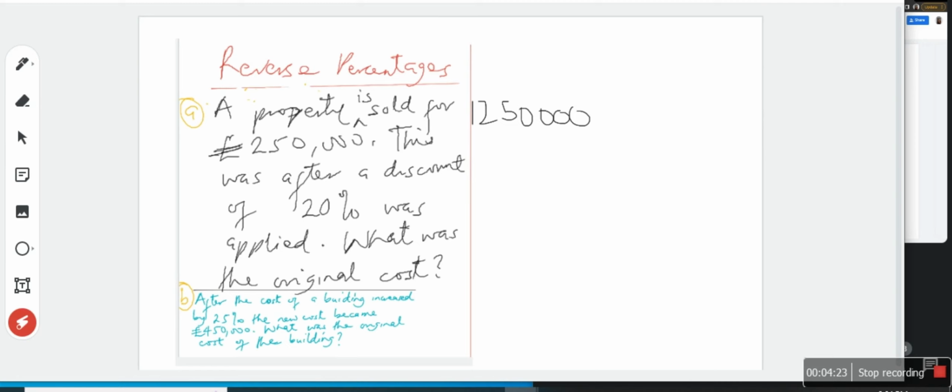Next, reverse percentage. So A, you know, in a reverse percentage, the percentage would have been taken care of before they gave the new value. So we're going to get what it was originally. I'm on page 5 of 9. All right, so let's go. How will you do this one? It says a property is sold for £250,000. This was after a discount of 20% was applied. What was the original cost?